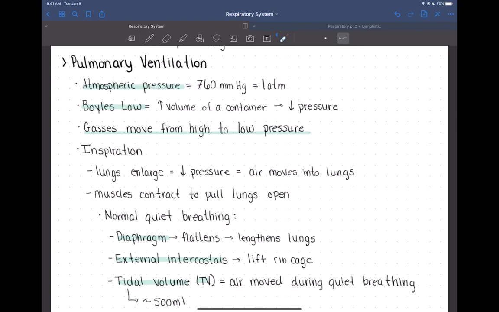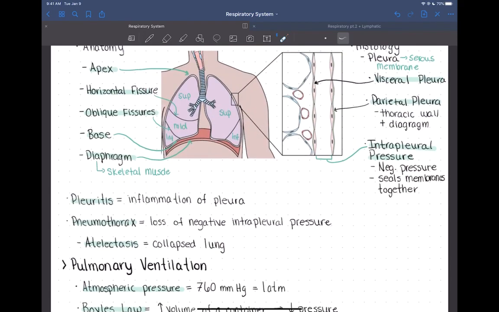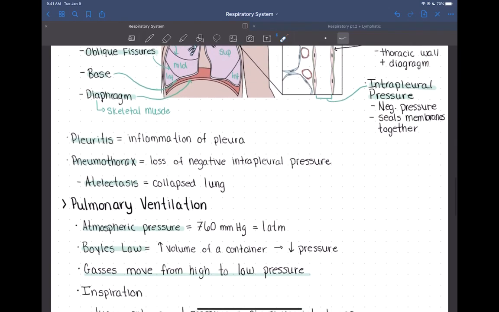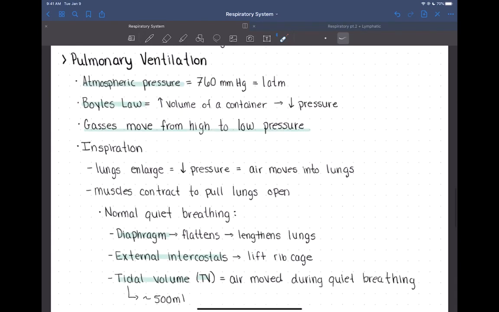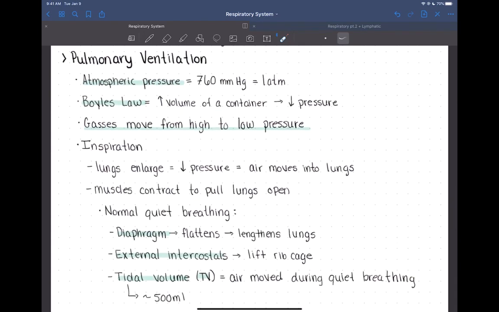Last time we talked about how the intrapleural pressure between the visceral and the parietal pleura is critically important in order for you to be able to inhale and exhale, because the visceral pleura is sealed to the parietal pleura, since there's a negative pressure in this space. So wherever the parietal pleura goes, the visceral pleura is going to follow.